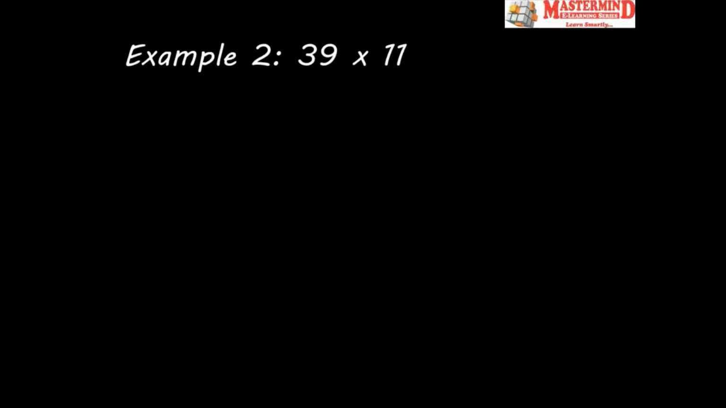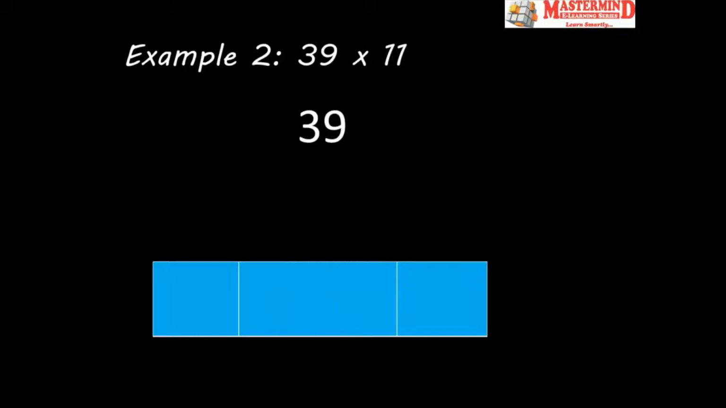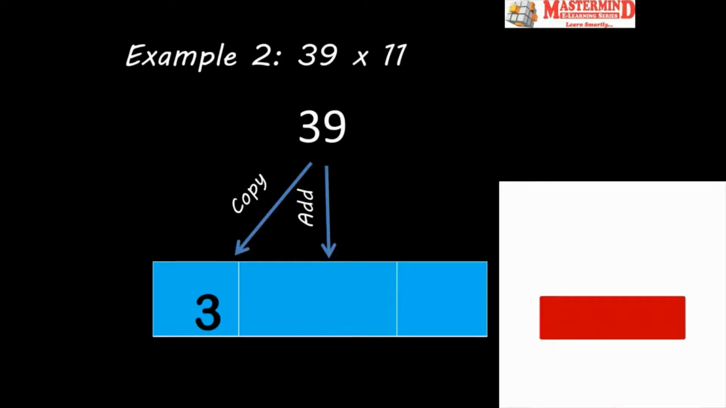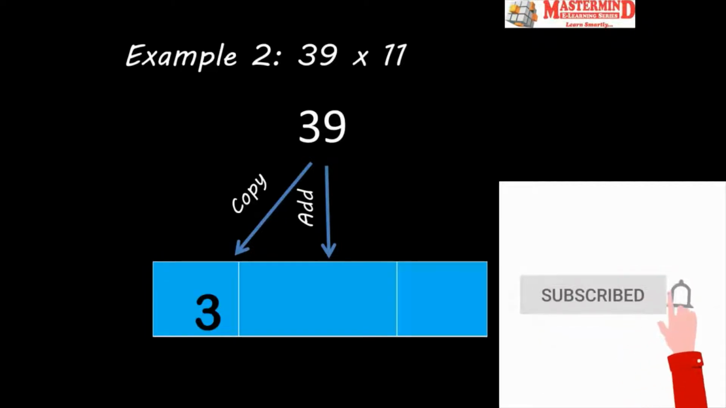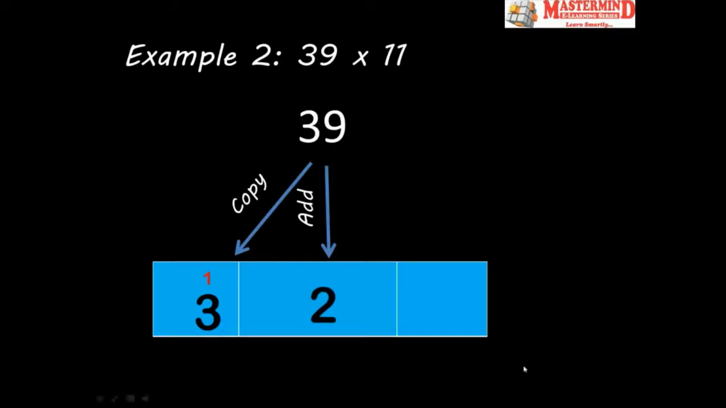39 multiplied by 11. Now here if you see, again we have 3 parts. So for the first part, you will copy 3 as it is. For the second part, you will add 3 and 9. 3 plus 9 is 12. But 12 is a 2-digit number. So whenever you get a 2-digit number, the first digit is considered as a carryover, and you put that carryover over the first digit like this. So 1 and 2. Next, we copy the last digit as it is.